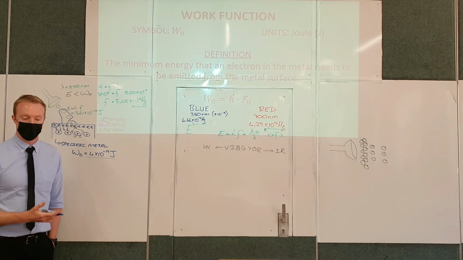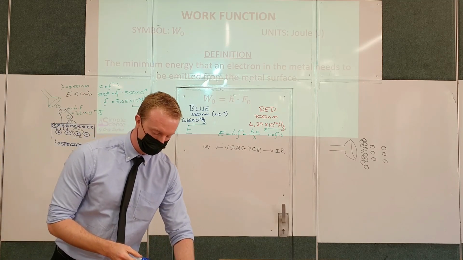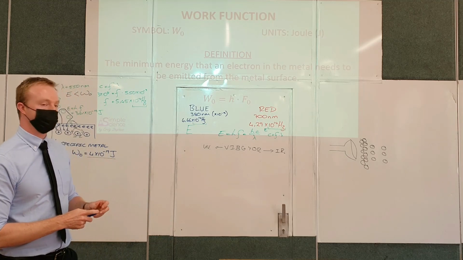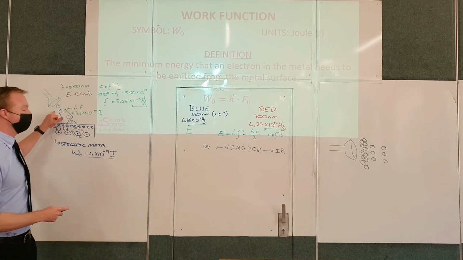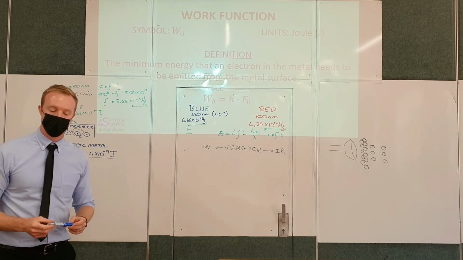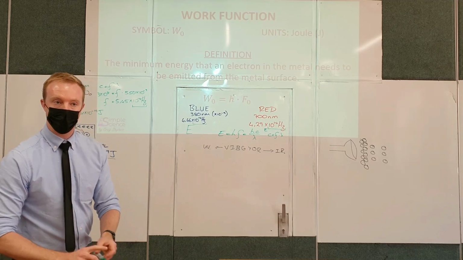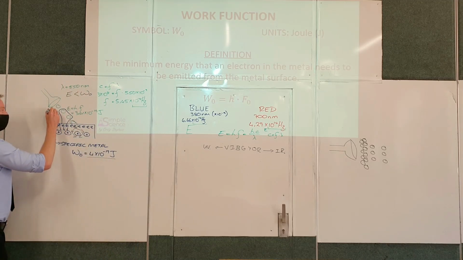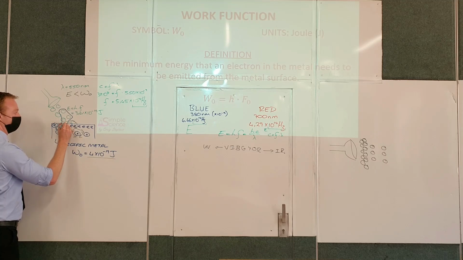All of that is just a fancy way of saying electrons do not get enough energy to escape. So now the follow-up question is, what would happen if I increase the intensity of this light? So I say it's green light, but now I'm going to make it bright green light.